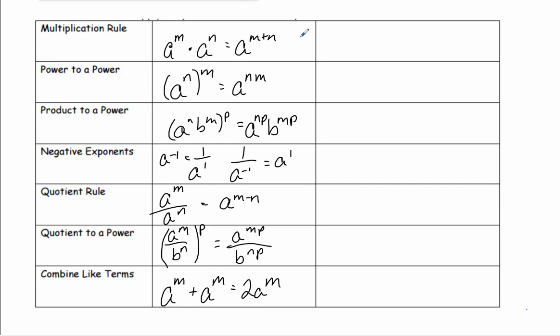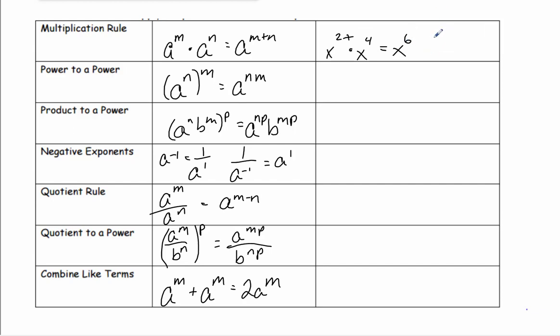All right, multiplication rule. Basically, the multiplication rule says that if I have variables that are the same, like the bases, the a values. So for instance, I'm going to give you a couple examples here. If I have x squared times x to the 4th power, the rule says that since the a's, or the x's in this case, are the same, I take the exponents m and n and add them. So that's really 2 plus 4, right? I add them up here and I get 6.